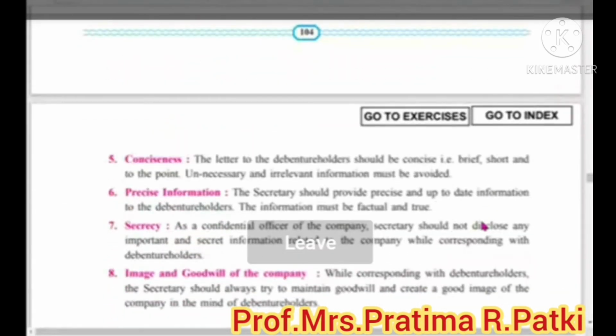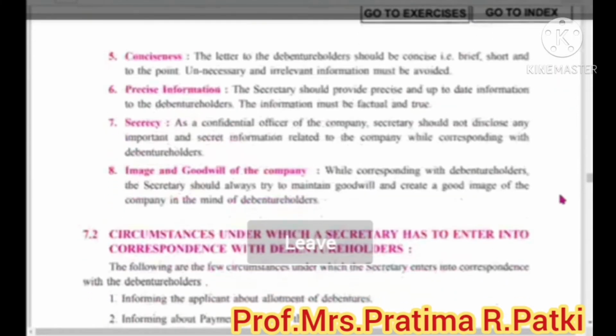Next is conciseness. The letter to debenture holders should be concise. Remember this word. You tend to forget this. Concise means brief. Underline it. Concise, that is brief, short and to the point. Unnecessary and irrelevant information must be avoided.